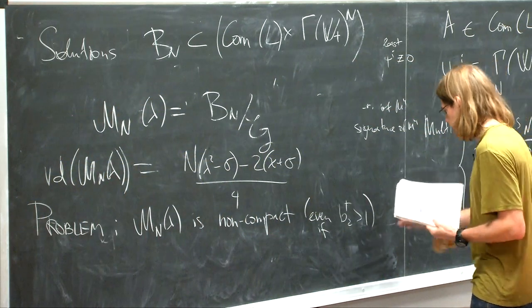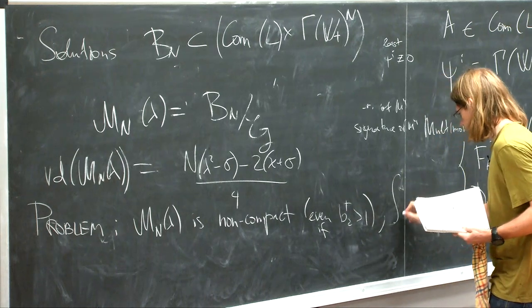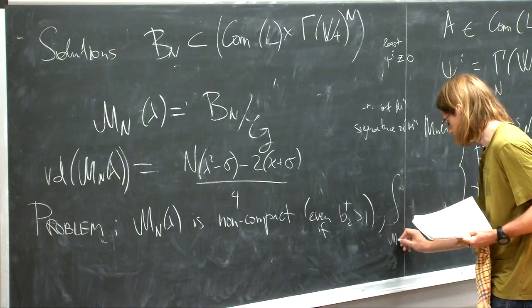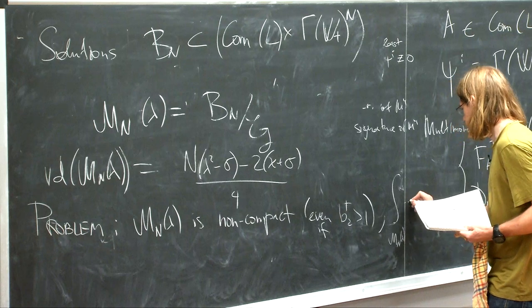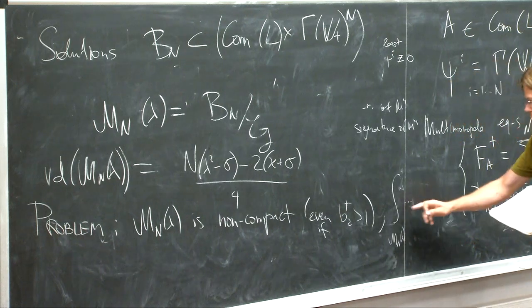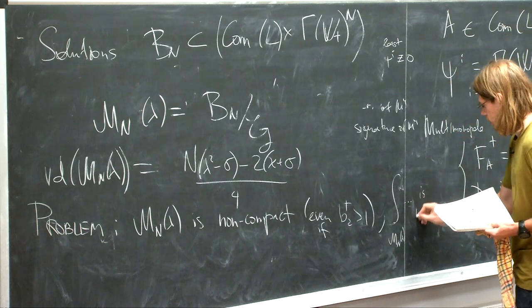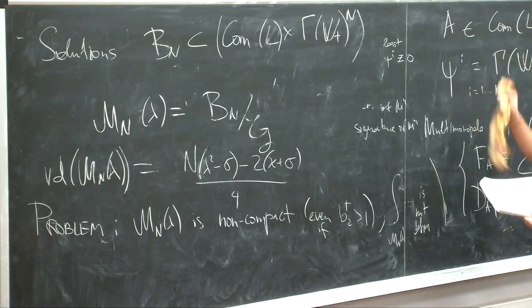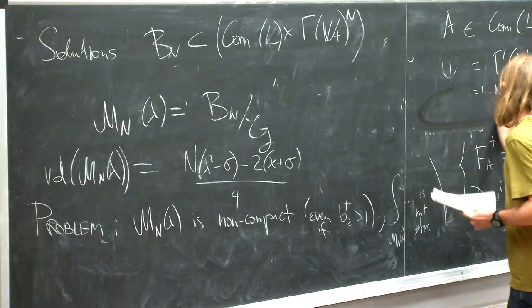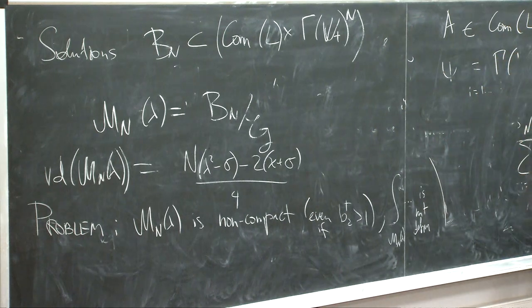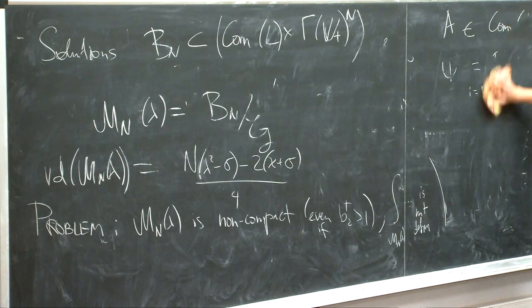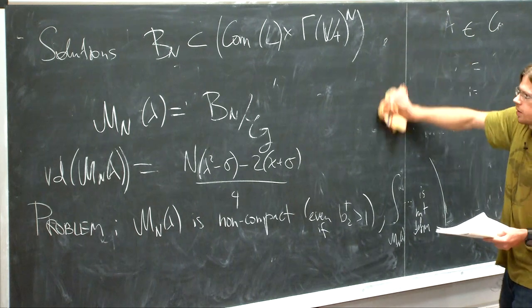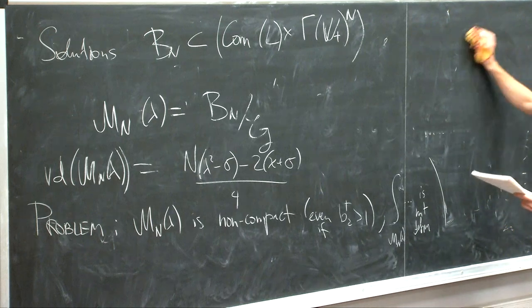So in particular, the integral wouldn't be well defined, or whatever you want to integrate over the space is not defined. So how can one see non-compactness? Where does this non-compactness come from?